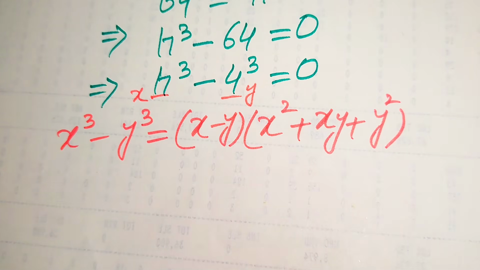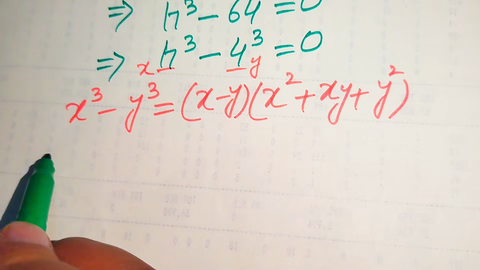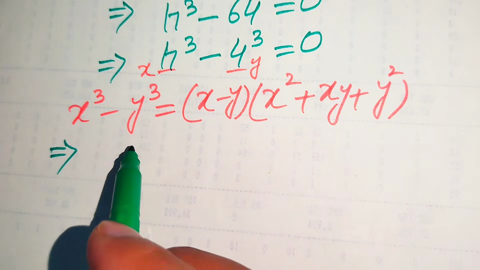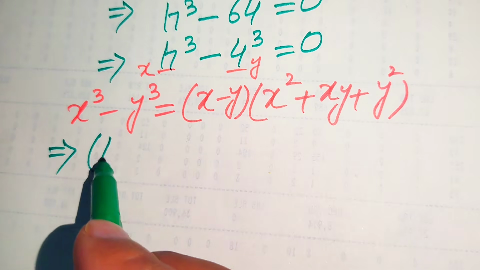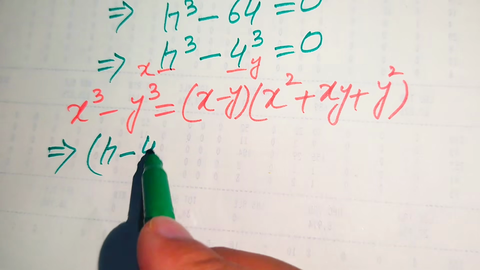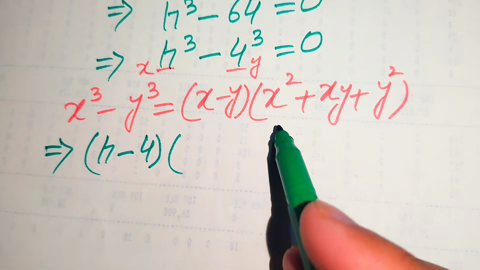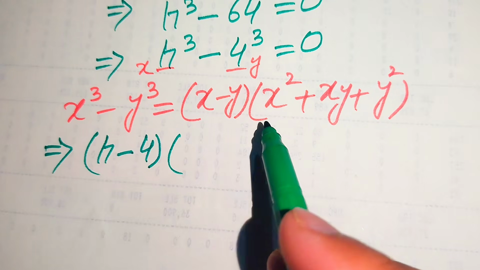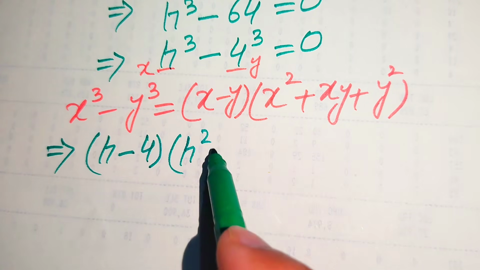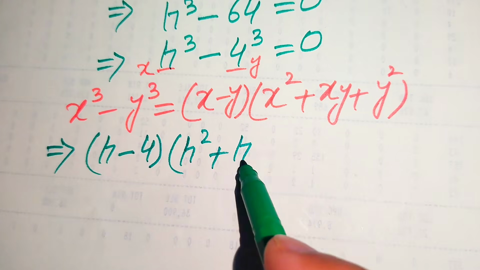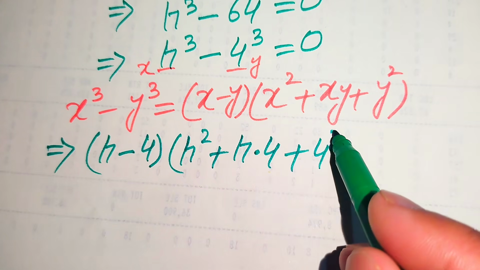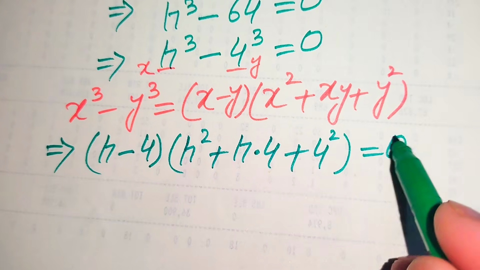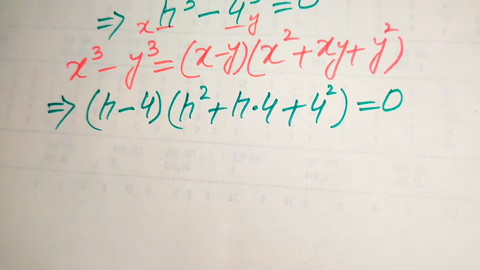So we substitute these two values of x and y into the right hand side of this equation, and it will be written as x minus y. The value of x is h, minus the value of y is 4, times x squared. The value of x is h, so h squared plus x times y, which is h times 4, plus y squared. So y squared is 4 squared, and this whole equation is equal to 0.